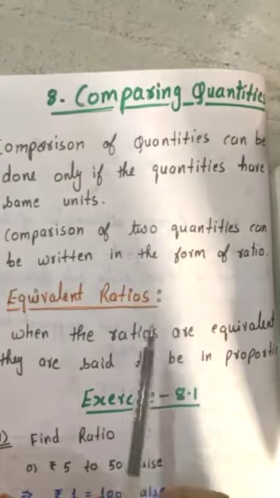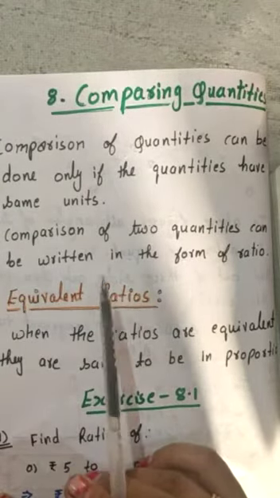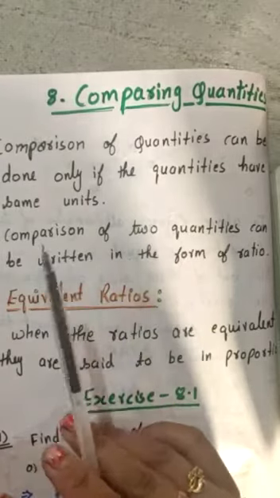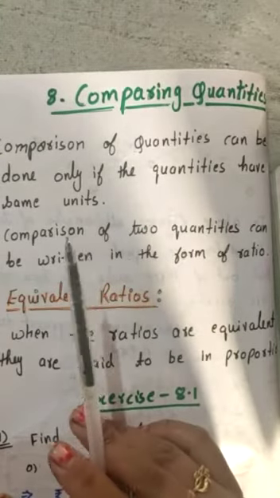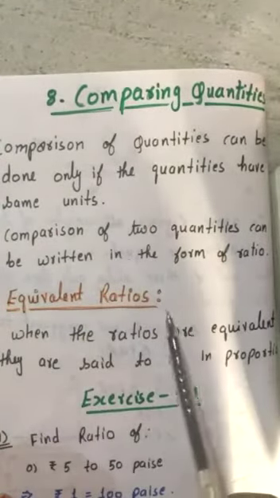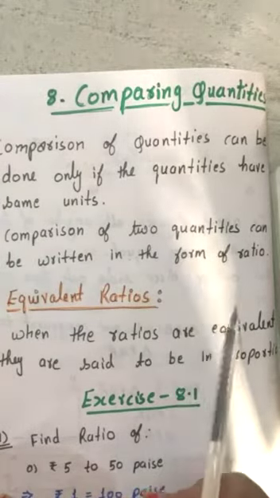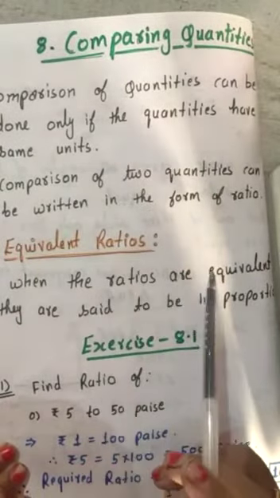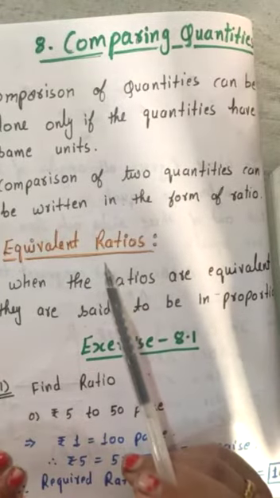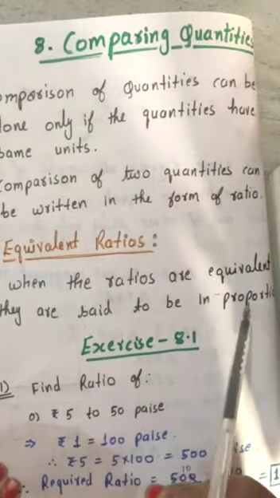Then comes the next topic, which is equivalent ratios. You all have done the chapter Fractions in class 6. In that chapter you studied equivalent fractions. Fractions whose values are the same, meaning when you multiply the numerator and denominator by the same number, the value remains the same. Similarly, when ratios are equivalent, they are said to be in proportion. If two ratios are equivalent, then they are said to be in proportion.